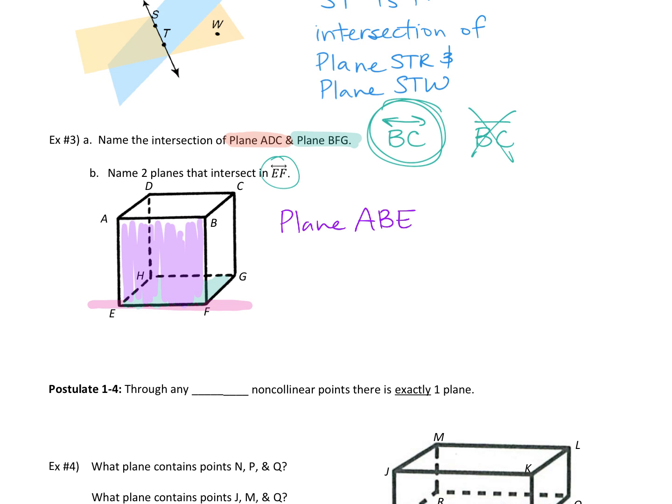So the 2 planes would be ABE and what's our bluish, greenish color plane there? HGF. Okay, or HEF or HEFG. Any of those are good. Questions on that?